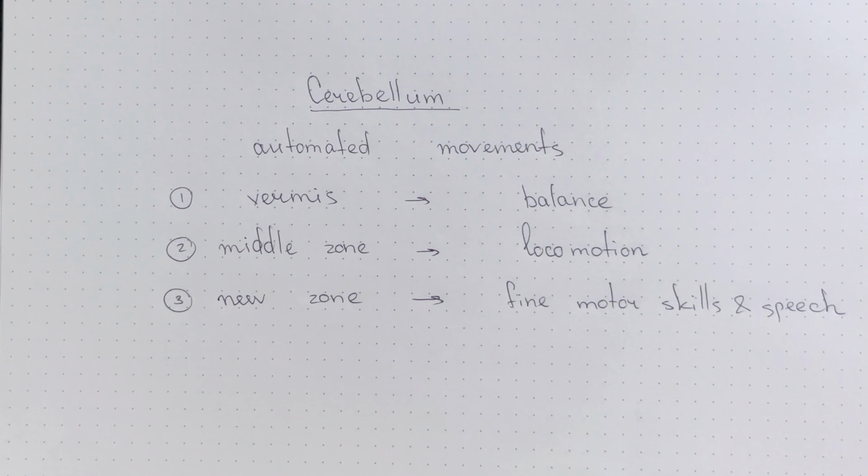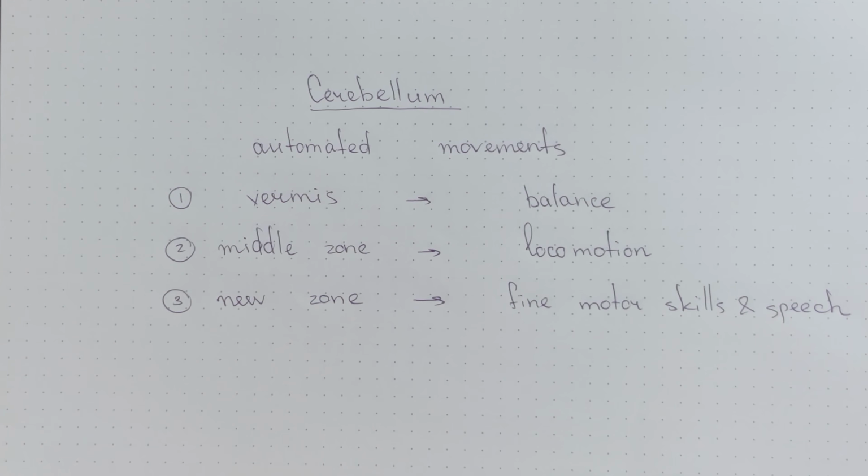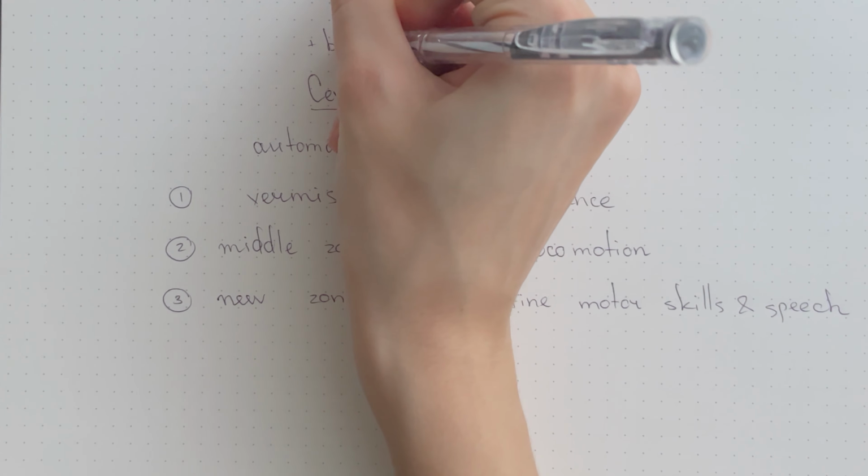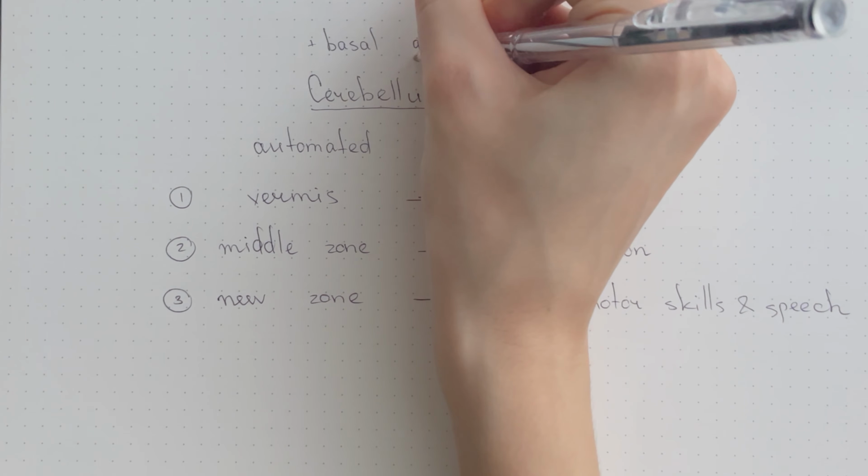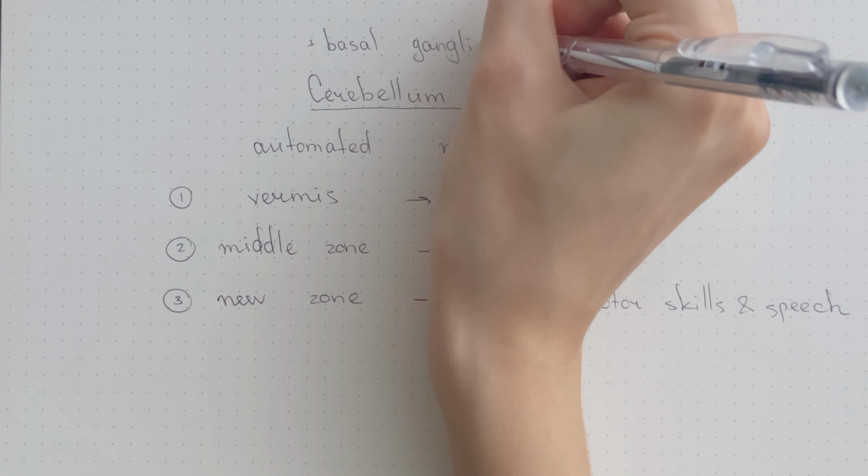In addition to the cerebellum, the automation of movements is also handled by another extensive zone of our brain, which is called the basal ganglia. They are located deep within the cerebral hemispheres.